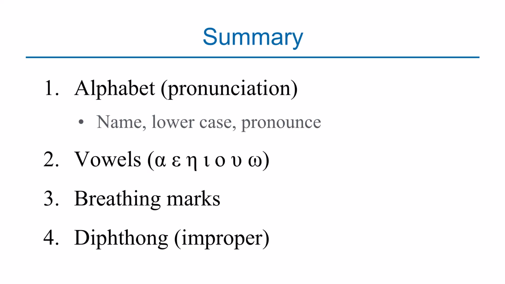And we looked at breathing marks, and we said there's a rough breathing mark and a smooth breathing mark. We also looked at diphthongs, a diphthong being 2 vowels next to each other but pronounced as one sound. We looked also at a special form of a diphthong called improper diphthongs.